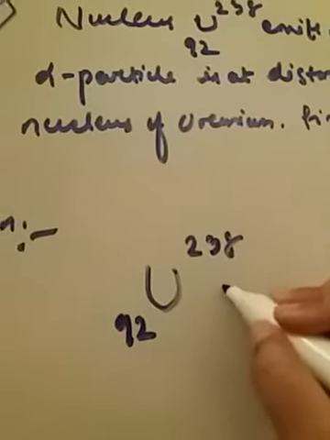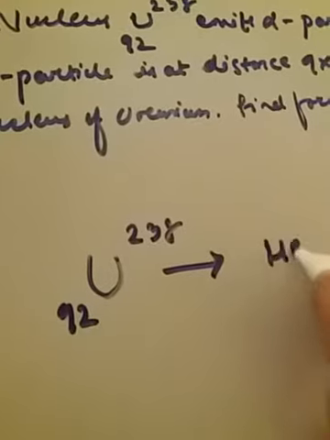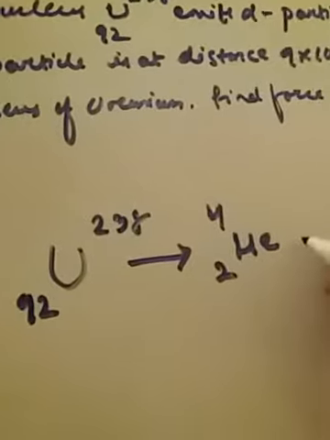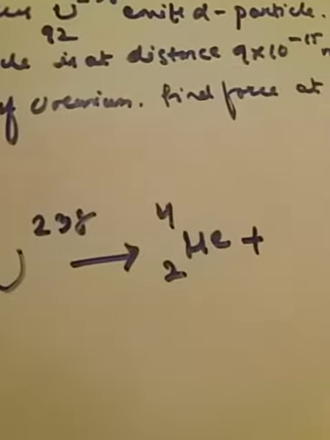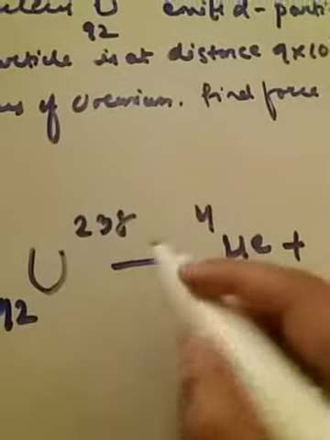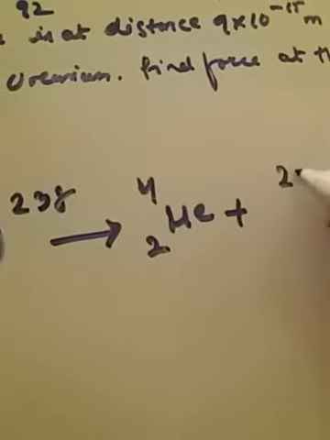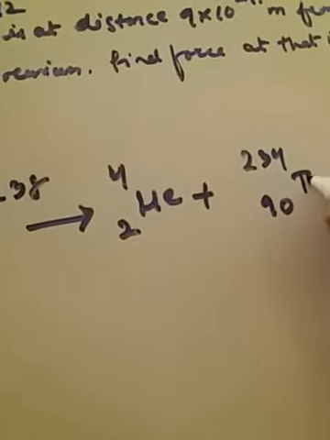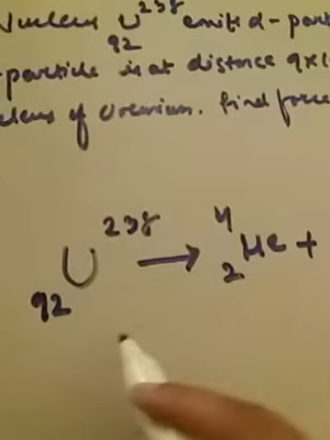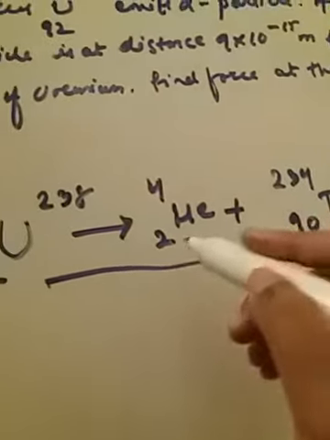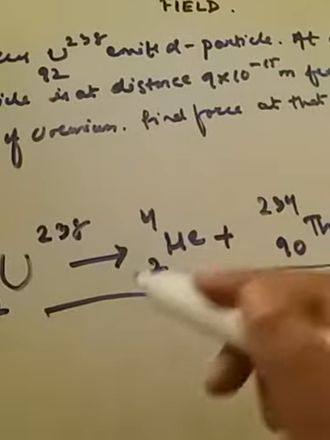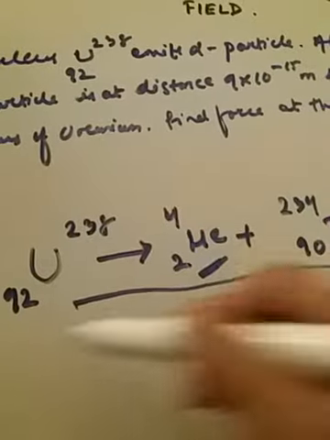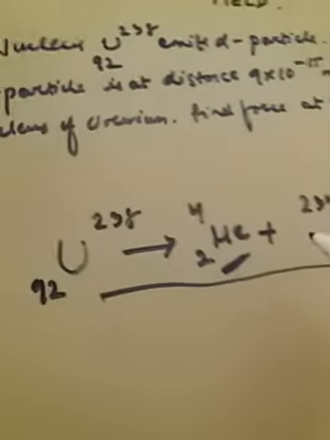Uranium-238-92 will split into an alpha particle, which is helium-42, with atomic number 2 and mass number 4. So 238 minus 4 is 234 and 92 minus 2 is 90, and this is thorium. So this is the equation which we have got from the question itself. It emits an alpha particle, we got the alpha particle helium-42, and we have subtracted this so that it is a balanced equation in this form. So we have got it.